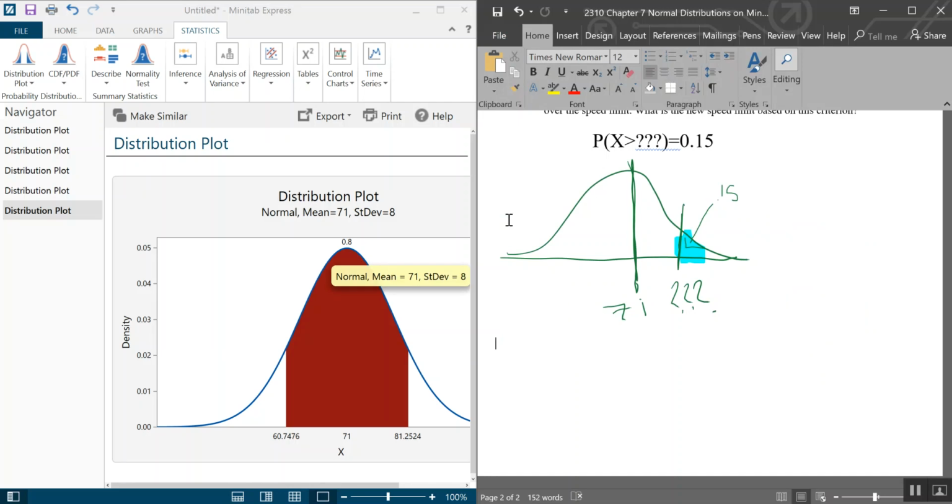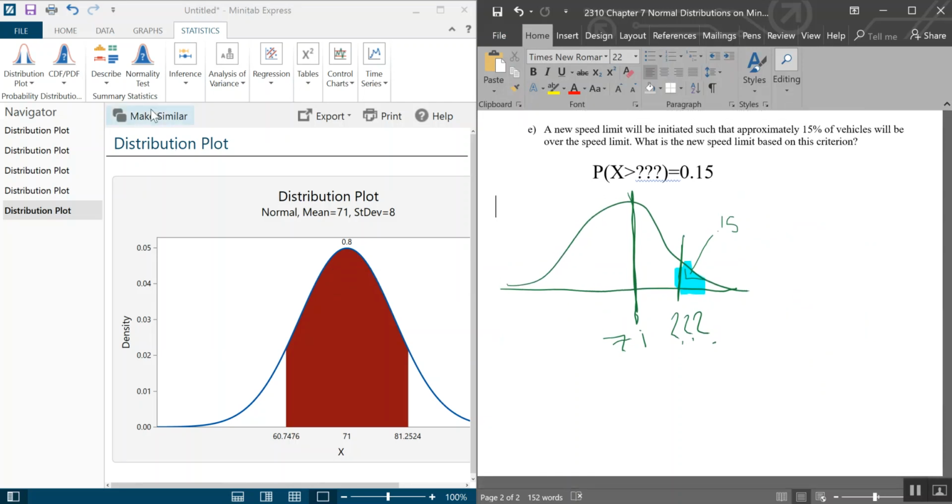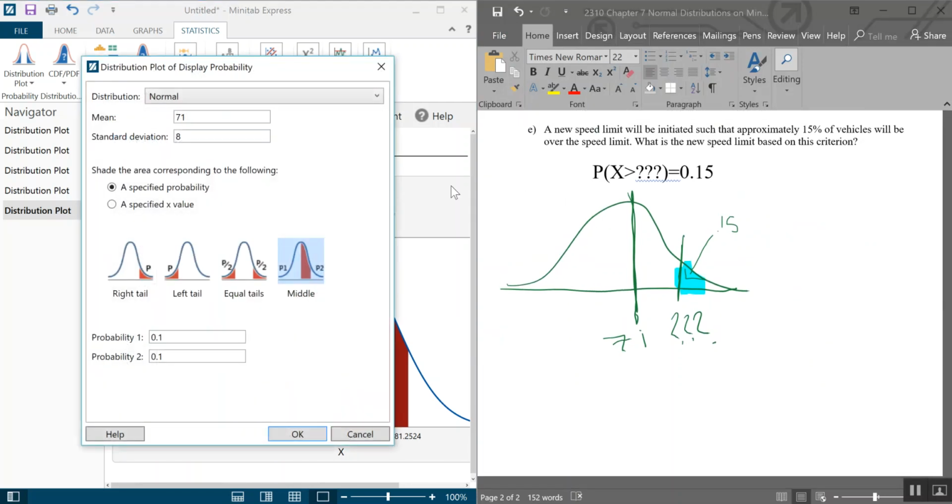Let's see how to do it on Minitab. So once again, I'm going to hit the Make Similar button. Keep me on the same distribution. Here I want an upper area, so I'm going to be picking a right tail, and that area is going to be 15%. And then we're going to hit OK.